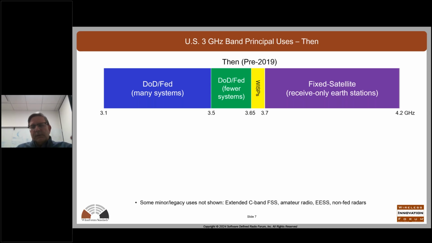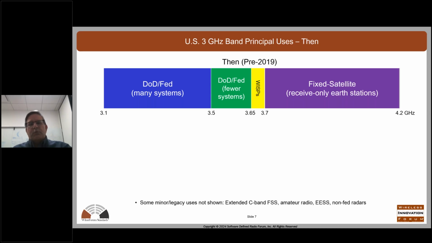And then traditionally, and this applies to what the band looked like before 2019, there was a 50 megahertz segment from 3.65 to 3.7 that was used under Part 90 of the FCC rules for wireless internet service providers to provide home internet, typically in rural areas, from towers to individual homes. And then finally, the upper part of the band, 3.7 to 4.2, had traditionally been used only for fixed satellite service, receive only earth stations. So they're not transmitting, they're just receiving in that band. But these systems are highly sensitive to interference and had to be protected.